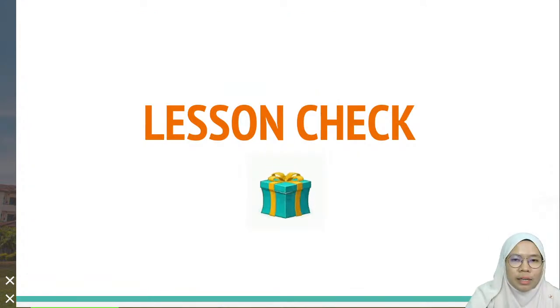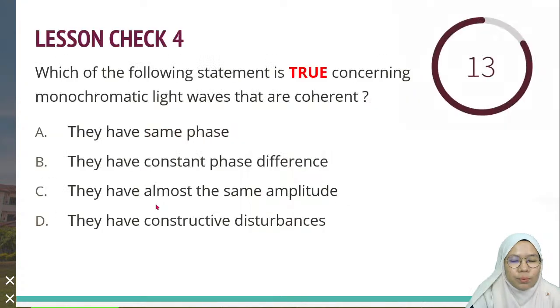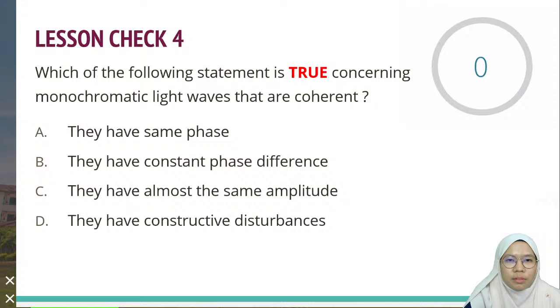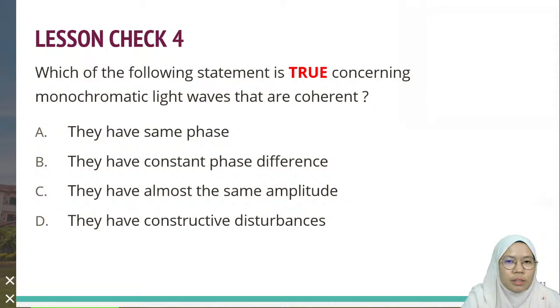Okay, we're almost done with the lecture. The first question for 7.2. Which of the following statements is true concerning monochromatic light waves that are coherent? So the answer is B. They have a constant phase difference. So this one, I mentioned that they maintain the same phase difference from starting till the end.